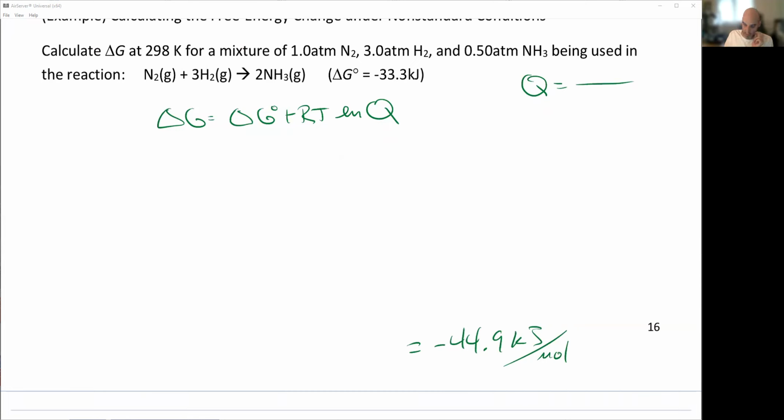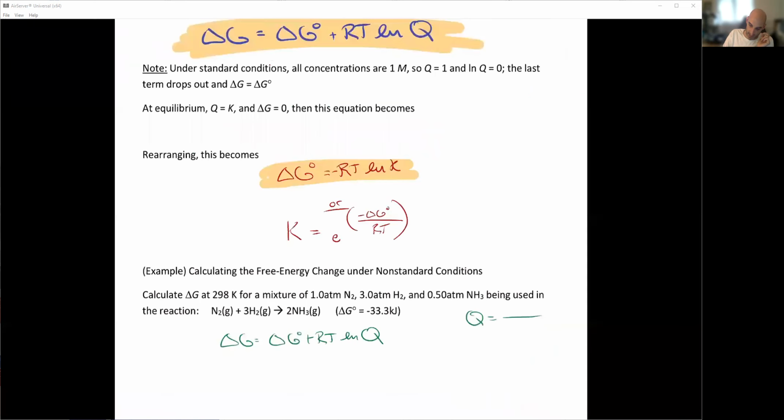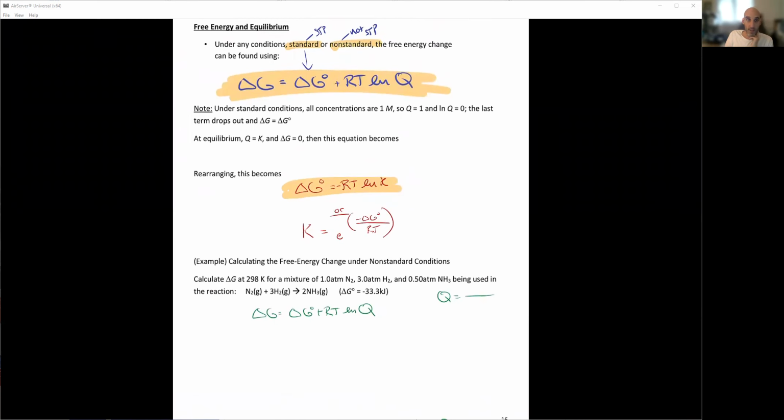That is the equilibrium. This idea connects the idea of equilibrium to thermodynamics, and that's what we're looking to do. And last one is electrochemistry coming up.